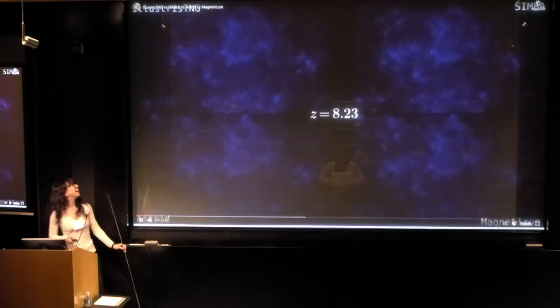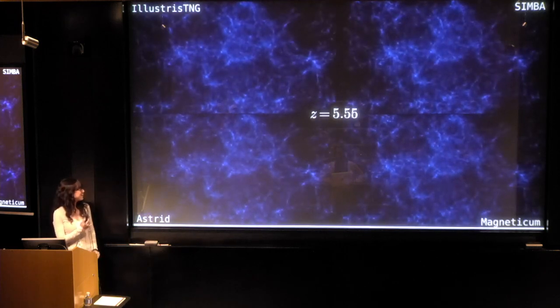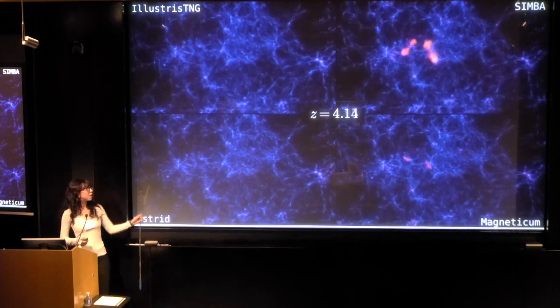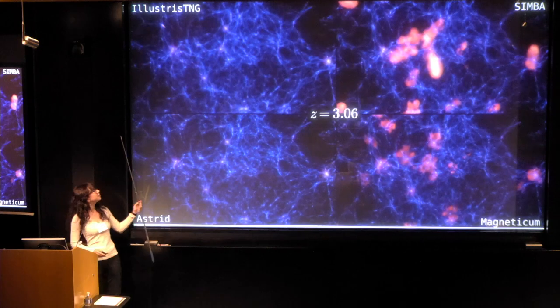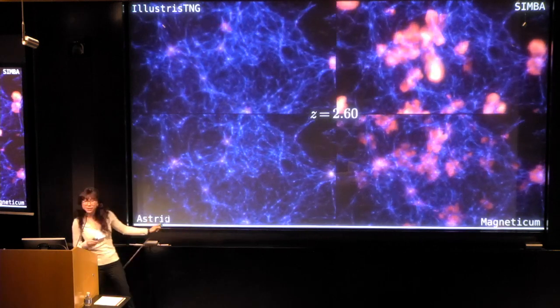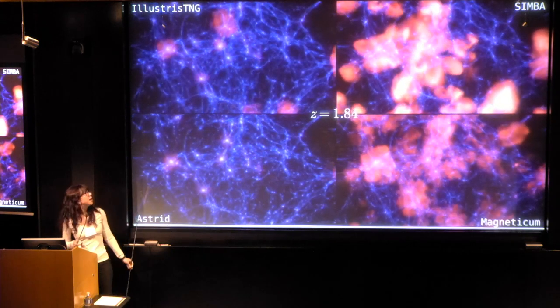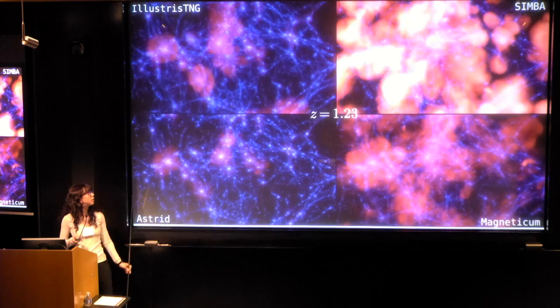Oh, it's working. Sorry, I was worried before that maybe this video was not working, but it is working. So in this video, which was made by Paco, we can see 4 different hydrodynamical simulations. You can see Illustris TNG, Simba, Magneticum, and Astrid. In blue, you can see the evolution of gas density, and in red, the evolution of gas temperature.